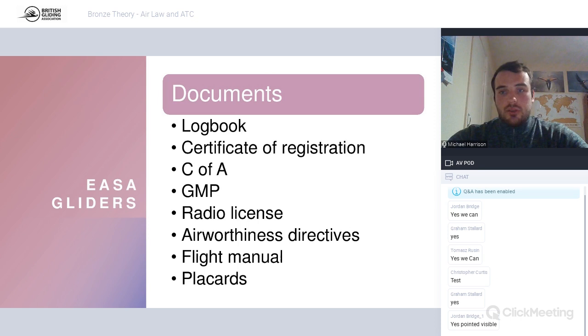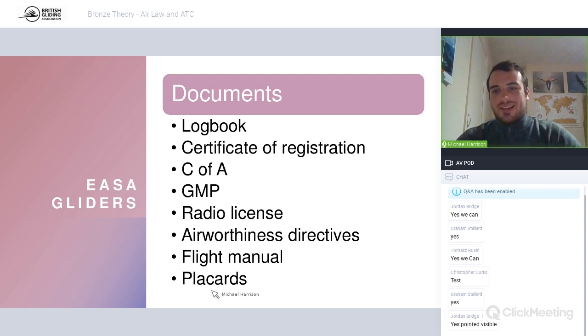These are the documents that the inspector will check and that will have to be kept up to date on EASA gliders. GMP, that's the general maintenance program for the BGA produced for gliders. Certificate of airworthiness. You do have to have a radio license if you've got a radio on board, and your placards in your cockpit. You can't just put whatever you want. The placards do actually have to be true to life, so they should be getting checked as well.